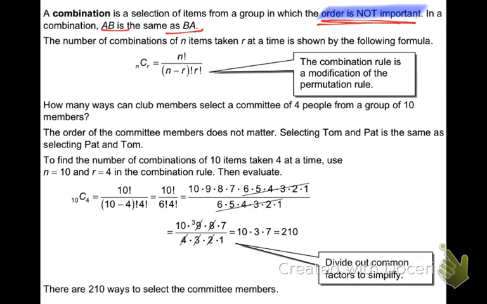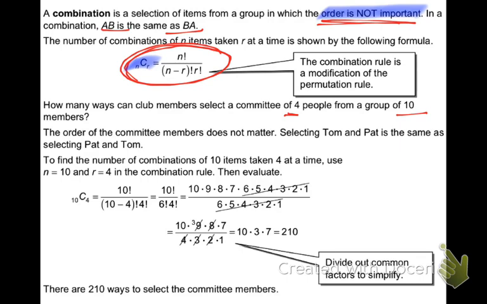Now, recognize the formula here is a little bit tougher. There is a function on your calculator that you will probably want to use. There's no really clear-cut way as easy as there was with permutations. But for combinations, there is the function nCr on your calculator. It should be right next to the factorial button. The question says, how many ways can club members select a committee of 4 people from a group of 10 members? The order of committee members does not matter. Selecting Tom and Pat is the same as selecting Pat and Tom, which is true. The order does not matter.